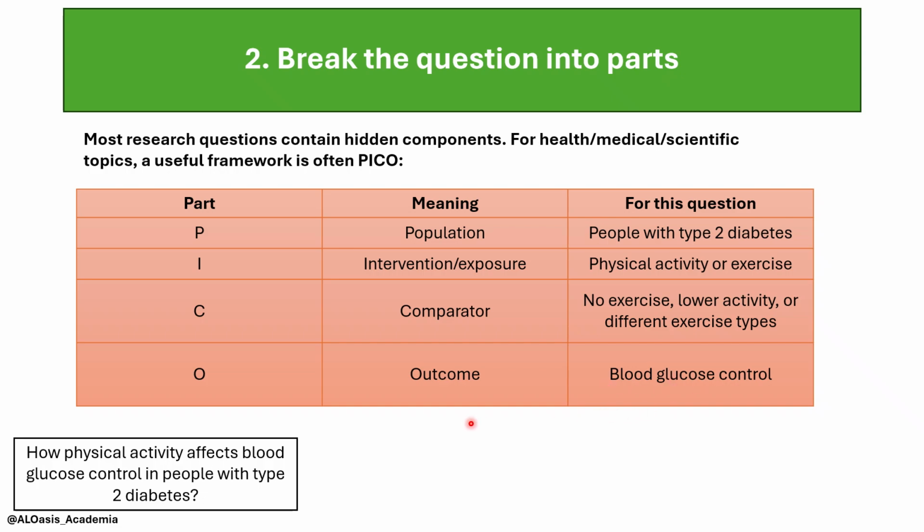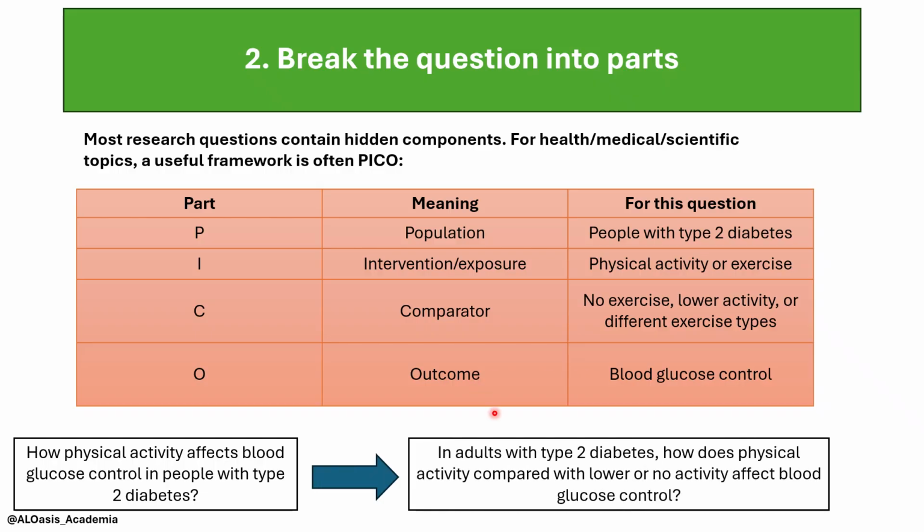So in this way, we broke down the question, which was just a few sentences, into different sections, and now it's much clearer. So now you can paraphrase the question into a much clearer version that makes it easier for you to answer when you start writing. That's just an example, you can paraphrase it in different ways, but an example of paraphrasing this question is: in adults with type 2 diabetes, how does physical activity compared with lower or no activity affect blood glucose control?